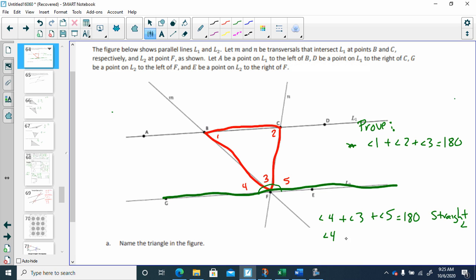I know that angle 4 is equal to angle 1 because angle 4 and angle 1 are alternate interior angles. I know angle 2 and angle 5 are equal because they're alternate interior angles. So angle 2 is equal to angle 5. I know this because these are alternate interior angles, okay?